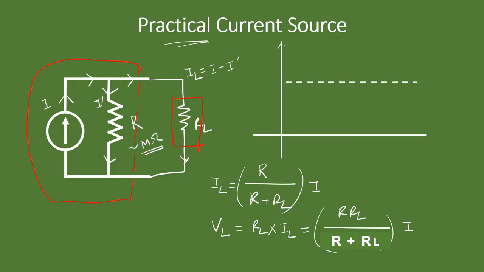Now you can see if I put the output current IL here, and voltage, load voltage or even load resistance, on the x-axis. In case of an ideal current source, the output current should have remained constant. But now we can see that as we increase the load resistance, the output current will decrease. So this is the main difference between ideal and practical current source. Let us see this with an example.